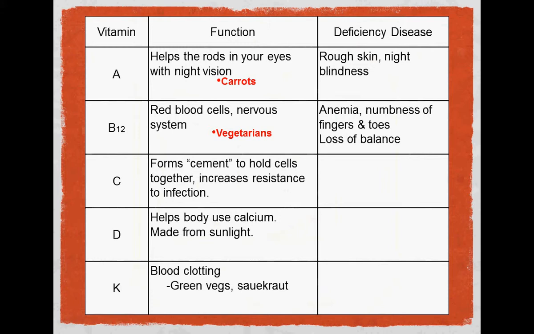It also is important in making a substance in our body called collagen. Collagen is part of our connective tissue that holds our joints together, that forms our skin and our muscle and so forth. If a person doesn't have enough vitamin C, then that collagen gets weakened. And that leads to a disease called scurvy.